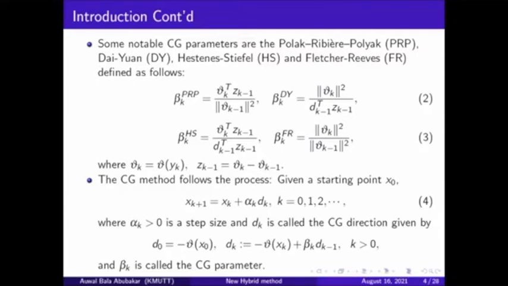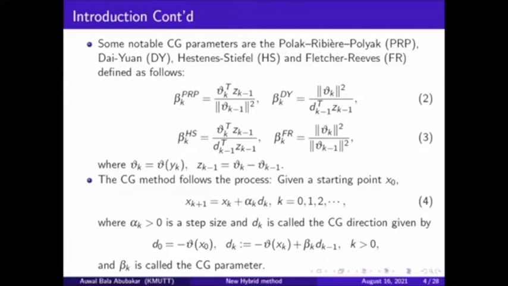Here bar theta k stands for bar theta of yk, so it means the function evaluated at yk. And zk minus 1 is the difference between the images of the previous yk and the current yk.